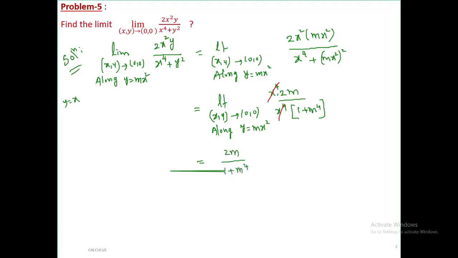Now look at, again the limit value is depending on m. So if you change the path, for example if I choose y is equal to 2x square, what is the limit? 4. Yeah, instead of m we choose 2, like that. So clearly I can write like this.